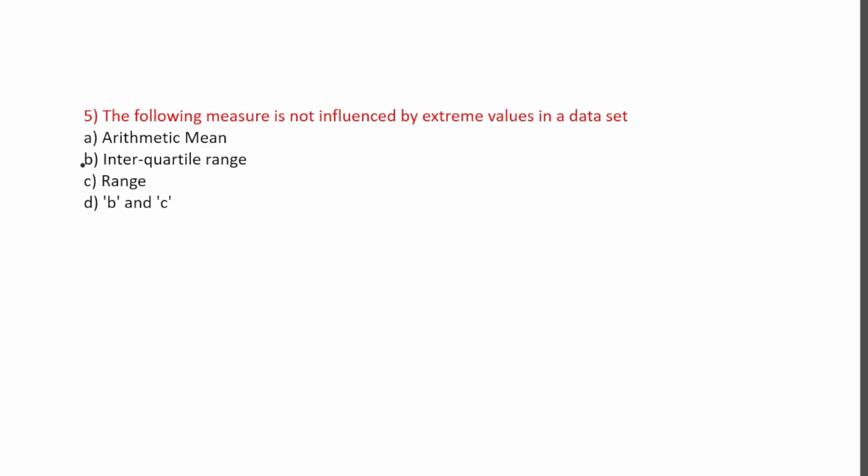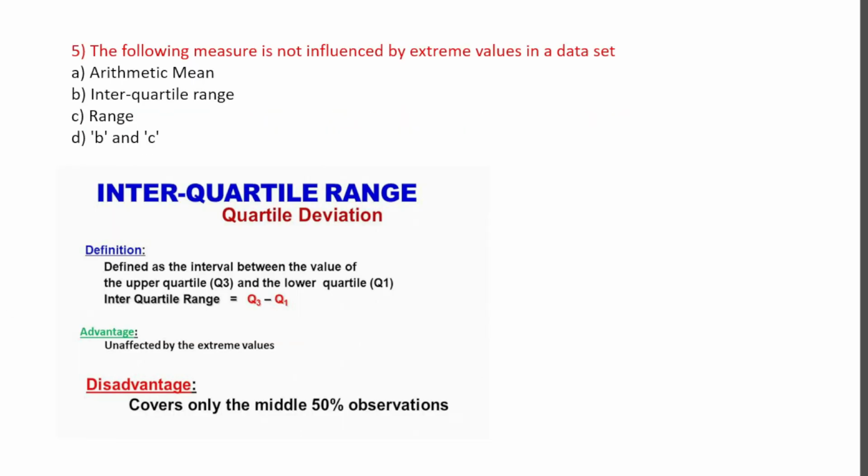Now see over here. We have taken interquartile range as the answer. We will have a few words regarding interquartile range. Interquartile range is also called the quartile deviation. It is defined as the interval between the value of the upper quartile and the lower quartile. That is, the interquartile range will be between Q3 and Q1, or Q3 minus Q1. The advantage is that it is unaffected by extreme values. Our question was the same thing, whether it is influenced by extreme values or not. So the question was, the following measure is not influenced by extreme values, and we have taken interquartile range.